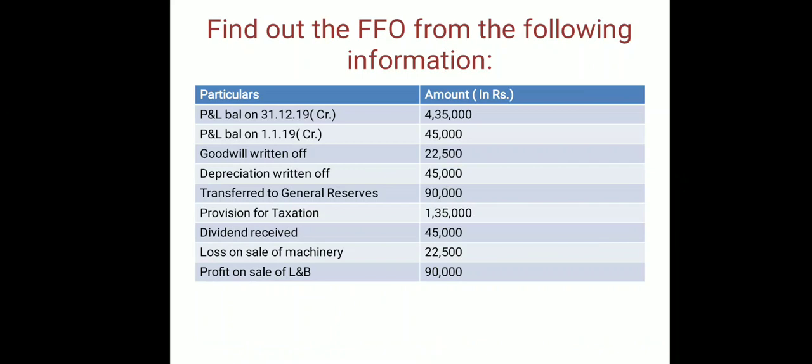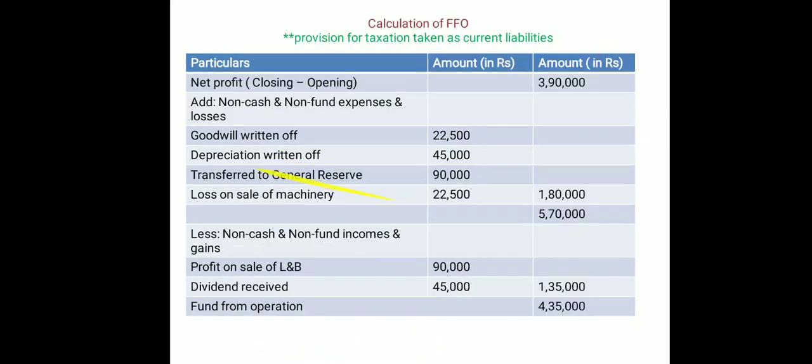Then we have a dividend received, that is your non-operating or non-fund income. Then we have a loss on sale of machinery, that is your non-fund or non-operating loss. And then we have a profit on sale of land and building, that is again our non-operating or non-fund profit. I hope it is clear which is your non-cash non-operating loss and which is your non-cash non-operating profit. So now let's start working.